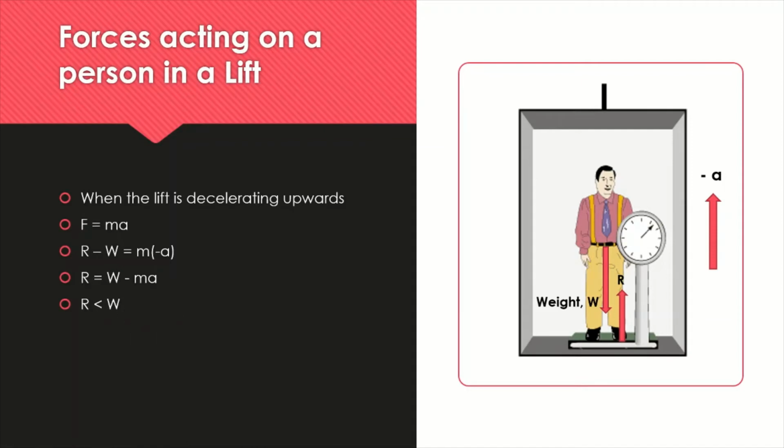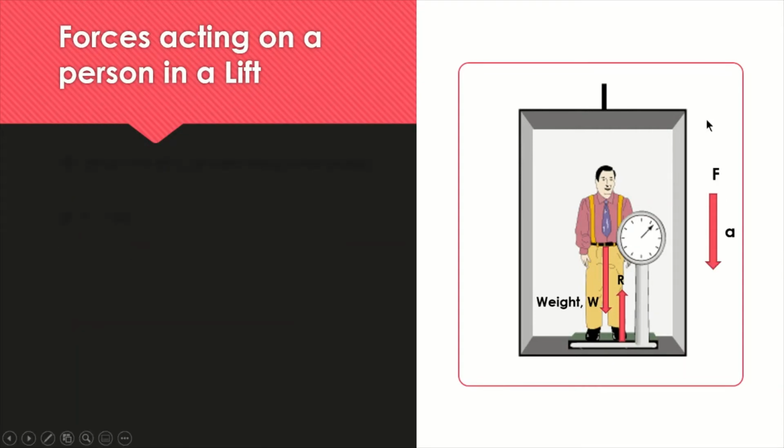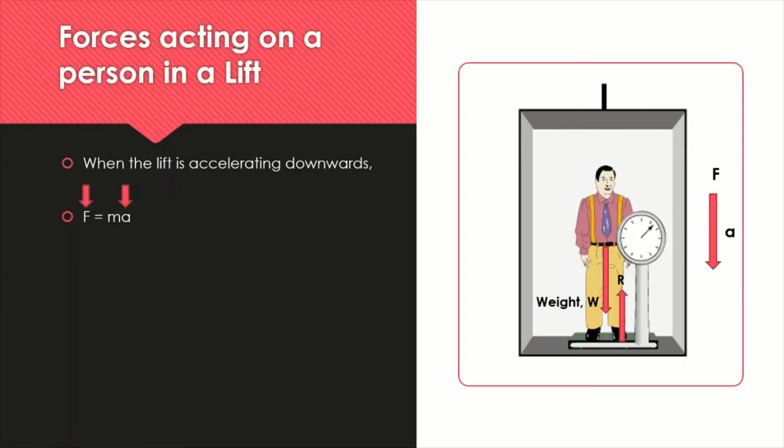Okay, so you see the reading of the weighing scale changes depending on the state of motion of the lift. If the lift is moving downwards, it is accelerating downwards. So we use Newton's second law, F equals ma. Now the acceleration A is downwards, and of course the net force is also downwards. F and A are always in the same direction.